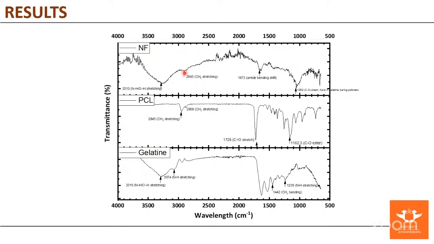But most importantly is this peak right here, which we expected because according to literature, this carbonyl group stretch of PCL, when it interacts with gelatin, is likely to have this shift and lower in intensity, which shows that it actually bonded. So again, this confirms that there is a chemical interaction between our polymers.